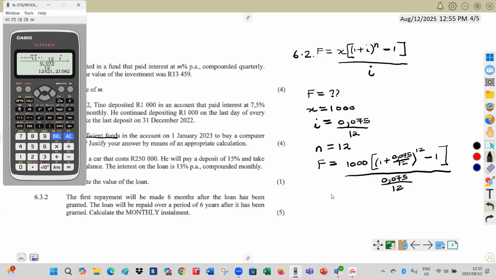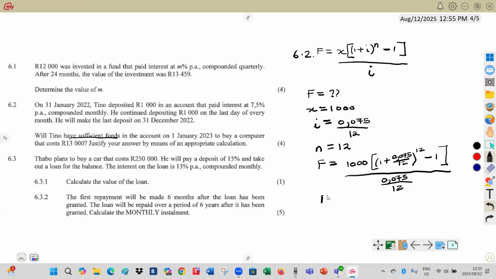So the amount that he is going to raise is 12,421.22. Then we check. The question was asking, will Tino have sufficient funds to buy a computer that costs 13,000? The cost of the computer is 13,000, but here is what has been raised and the cost of the computer.